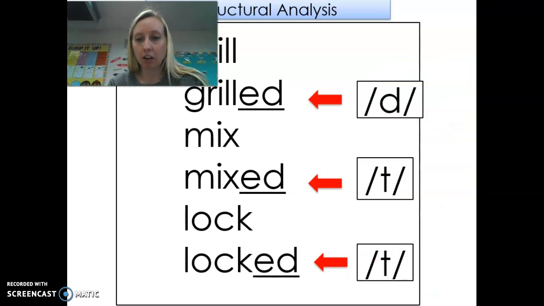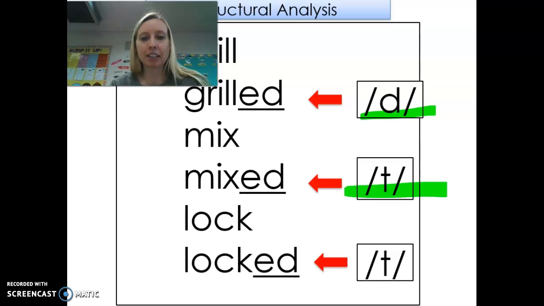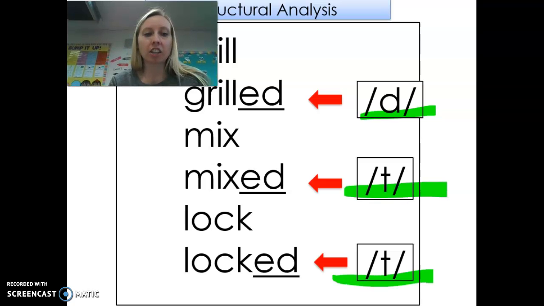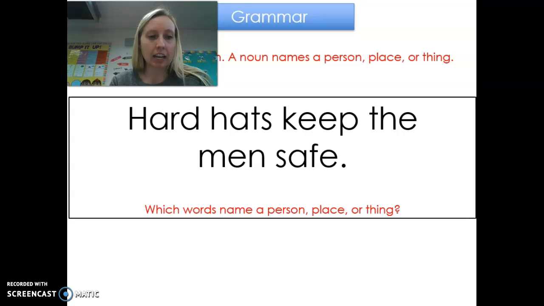Okay, here we go. Grill becomes grilled. Mix becomes mixed. Lock becomes locked. Okay, so here's our last area. A noun is a person, place, or thing. Okay, so we're looking for a person, a place, or a thing, which is a noun.